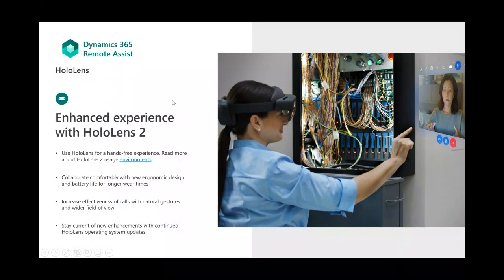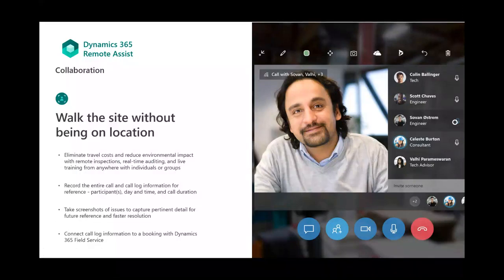So walking the site without being on location gets to the heart of the different locations that this unlocks with Remote Assist. So you can eliminate travel costs, you can reduce your environmental impact with remote inspections, real-time auditing, the calls, the break fix scenarios that we talk about, and also live training with individuals and groups from different locations.